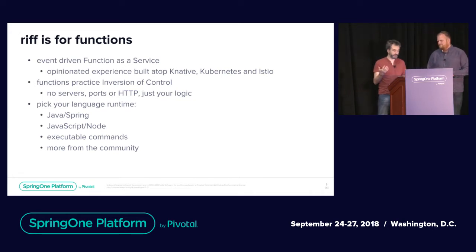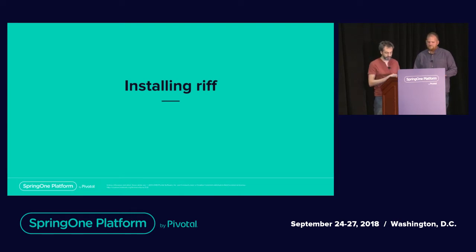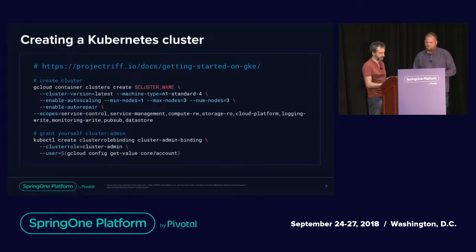Okay. So let's get started, I guess. So I have a Kubernetes cluster. I could work with a local cluster like Minikube, but it turns out I have a GKE cluster already set up. So this is how you would set one up. Your mileage may vary, but I've done that already. But I don't have Riff. What do I need to do for that?